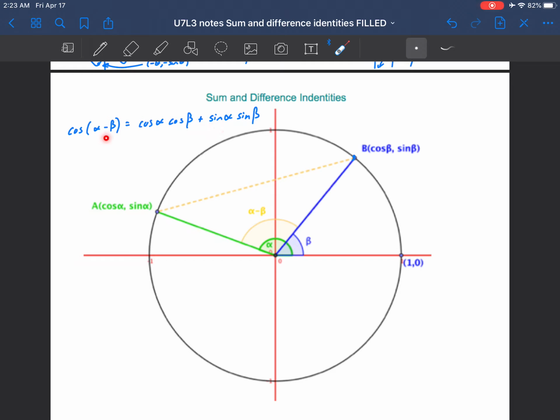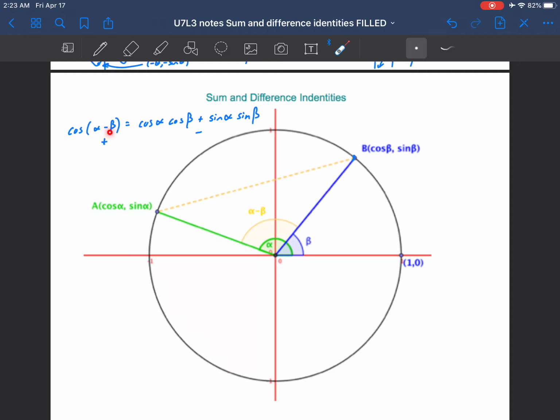I don't know if it's going to help, but the way I think about it is cosine: "co" means you stick together, right? So the two cosine terms come first, then the sine terms, and if this is a minus, this is a plus. So might as well put it in here also. If we have the cosine of alpha plus beta, then all that changes in the identity is this plus becomes a minus.